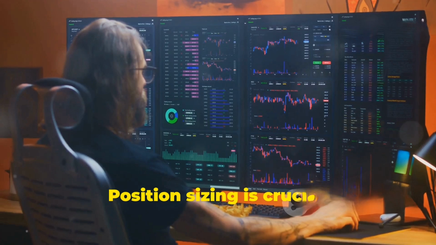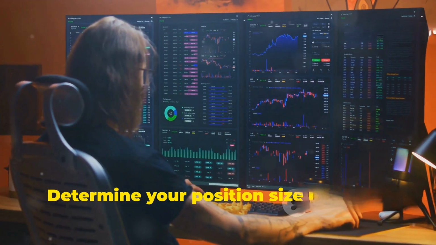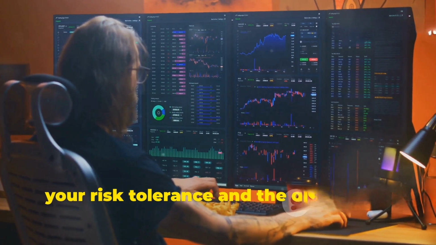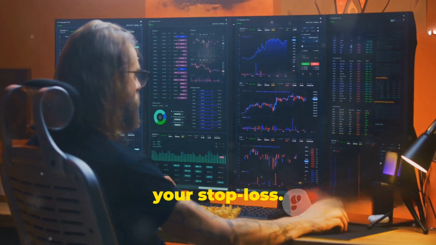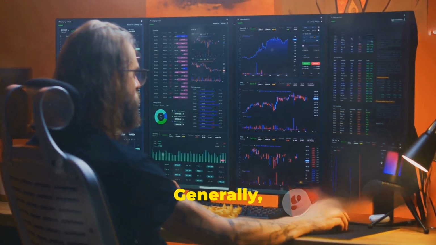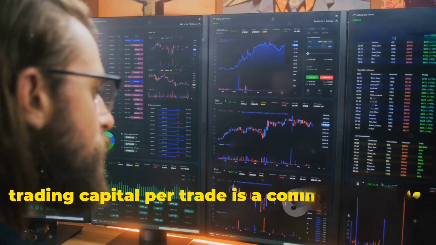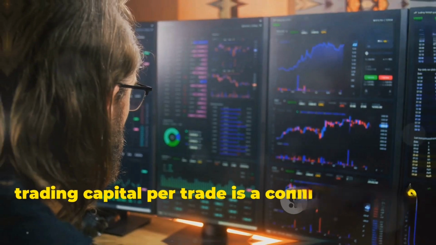Position sizing is crucial. Determine your position size based on your risk tolerance and the distance to your stop loss. Generally, risking 1 to 2% of your trading capital per trade is a common practice.